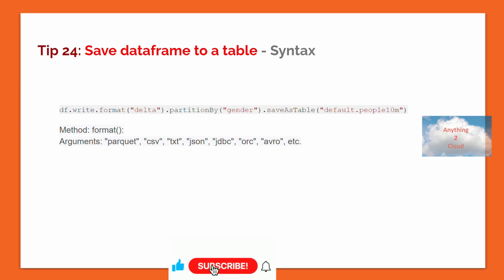The next step is on the save data frame to a table syntax. So the syntax is like df dot write dot format dot partition by, then save as table. In the format, you can use either delta, or you can use parquet, text, csv, or anything you can mention there. Partition by, you need to mention the partition column here. Then save as table, then you have to provide the table name there.